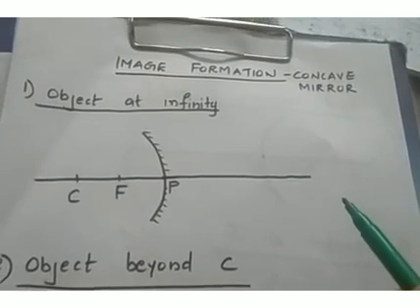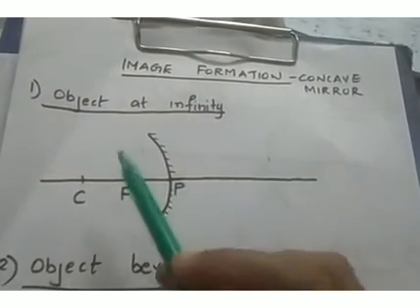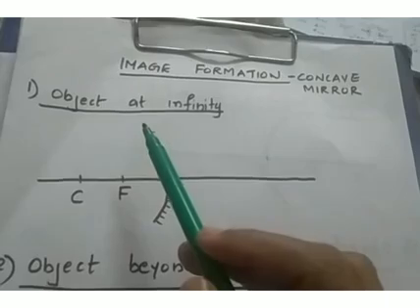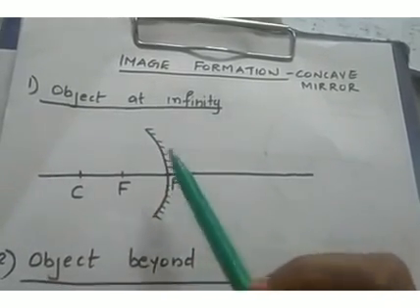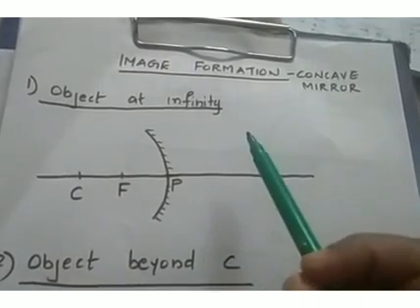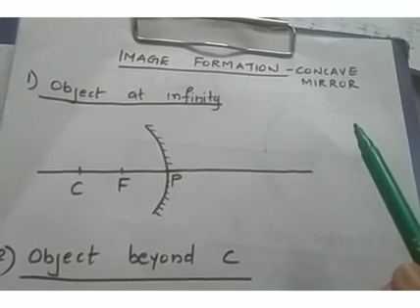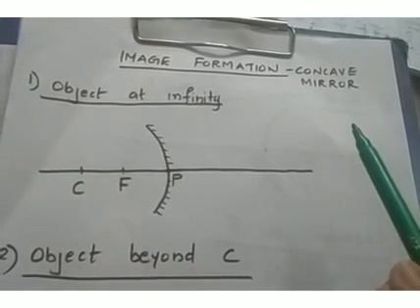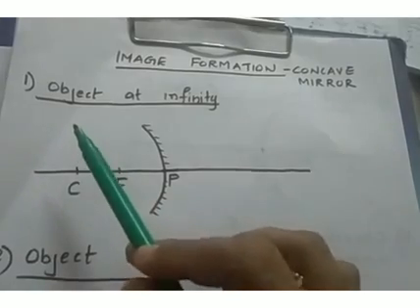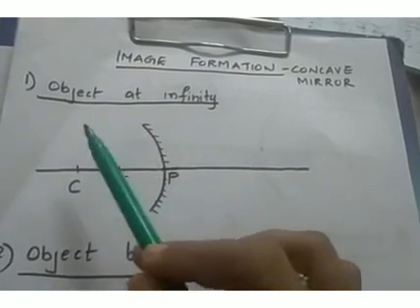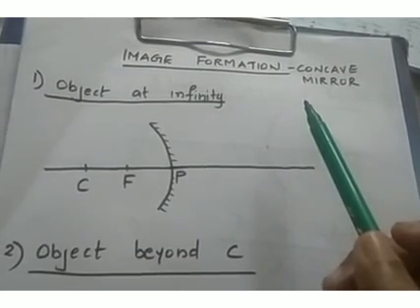So children, we will discuss the image formation of concave mirror. First, we will discuss the formation of image when the object is at infinity. For a concave mirror, there are 6 positions of object. We are discussing the positions of image for these 6 positions of object. So the first position is object at infinity. What happens when the object is at infinity?